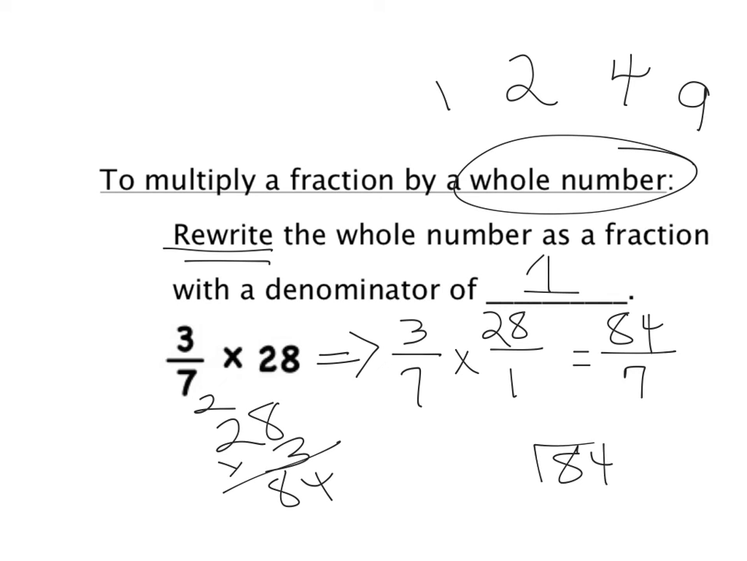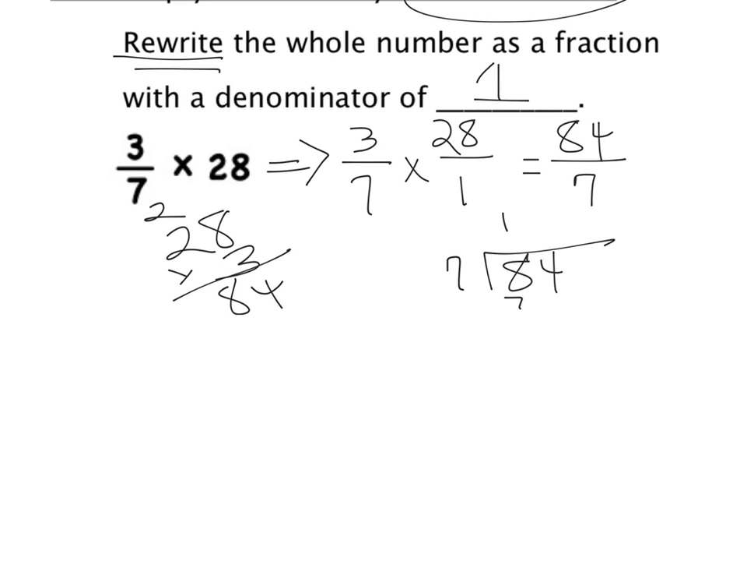84 divided by 7 is, hold on, I need more room again, minus, bring down the 4, 12, no remainder. That means there's no fraction, it's just 12.